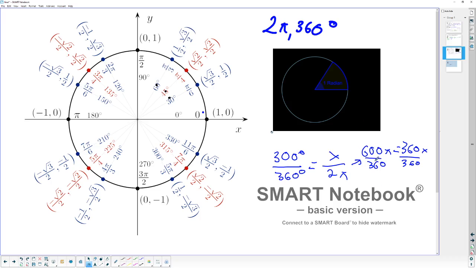Let's reduce. How many times does 60 go into that? Well, that's 10. How many times does 60 go into that? That's 6. So we have 10 over 6 pi equals x. If we reduce again, ignore my watermark, dividing by 2, we get 5 over 3 pi. And look, that checks out. So now we know that the degrees of the circle and the radians are in proportion. No matter how much we rotate in any circle, we'll be at the same kind of deal of a radian.